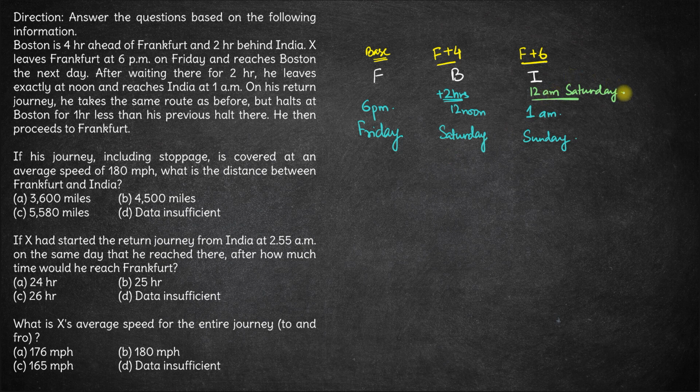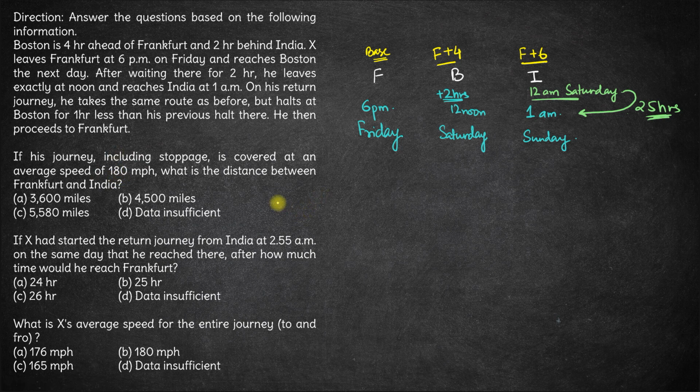So what happens is Mr. X, whoever X is, travels from 12 a.m. Saturday till 1 a.m. Sunday. So the amount of time this person travels is effectively 25 hours, right? From 12 a.m. Saturday till 12 a.m. Sunday will be 24 hours plus one more hour from 12 a.m. till 1 a.m. So the total time this person travels is 25 hours, and X travels at 180 miles per hour based on the first question.